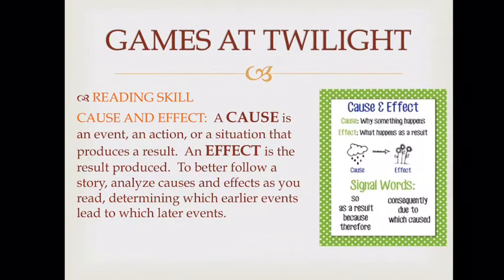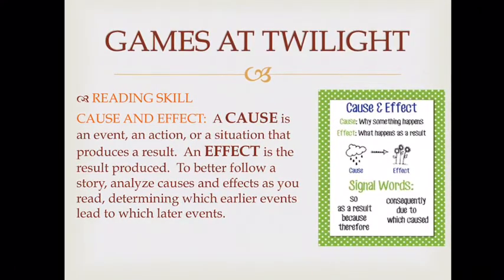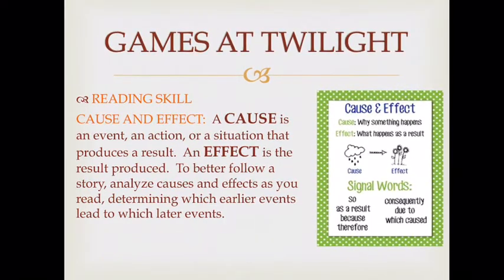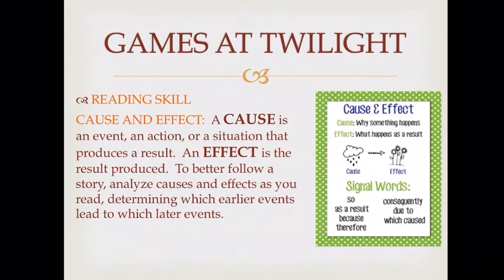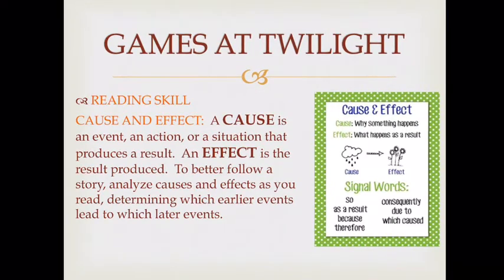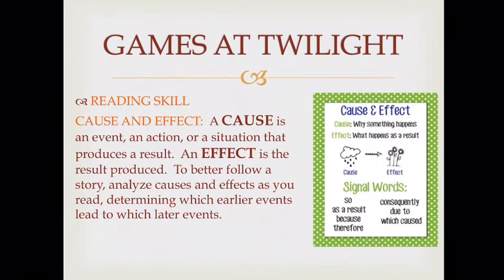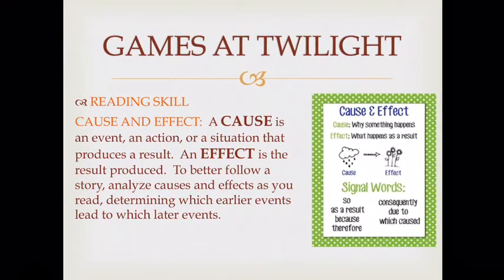And for the reading skill, we have cause and effect. A cause is an event, an action, or a situation that produces a result. An effect is the result produced. To better follow a story, analyze causes and effects as you read, determining which earlier events lead to which later events. Many stories are chains of cause and effect in which one event leads to the next.